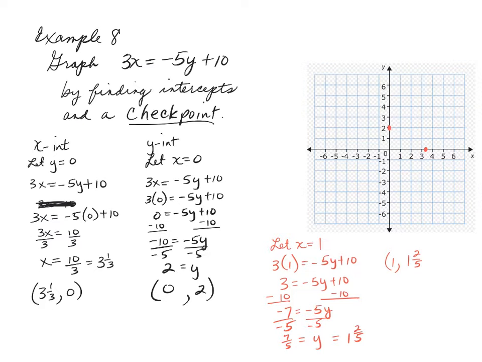X is 1, 1 and 2/5 is somewhere around here. You know, it's not perfect, but it's close. And so here we have our graph of our line with our checkpoint there. Okay, so here we look at another example.